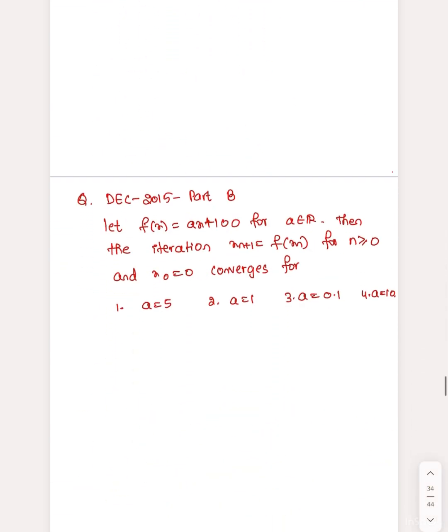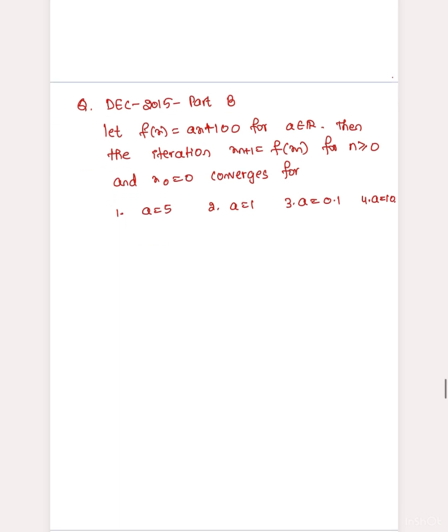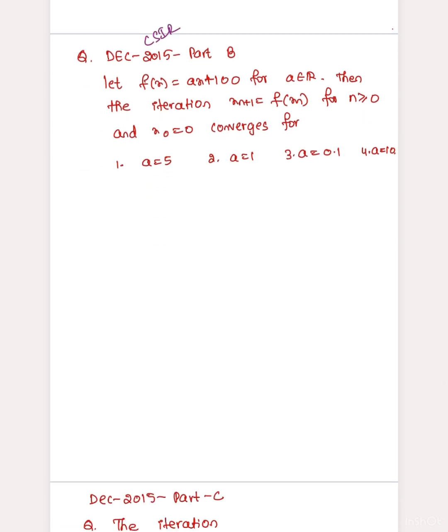One more question. This is a question of December 15 CSIR NET from part B. This is a CSIR NET question which says, let f(x) = ax + 100 for a belongs to R. Then the iteration scheme given by xn+1 = f(xn) for n ≥ 0 and x0 = 0 converges for. So here the scheme looks like the scheme for the fixed point iteration method.